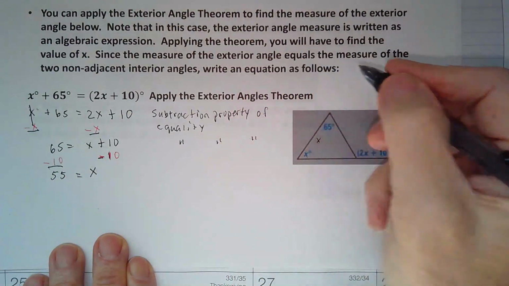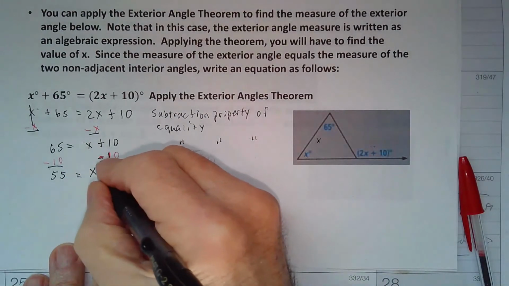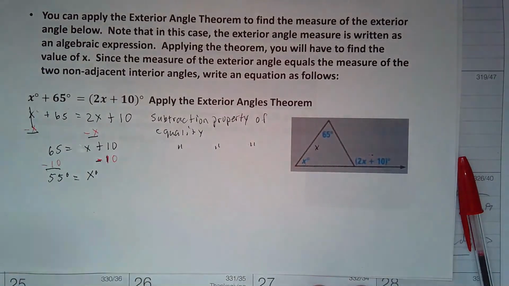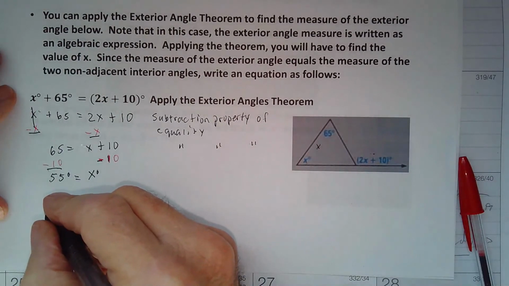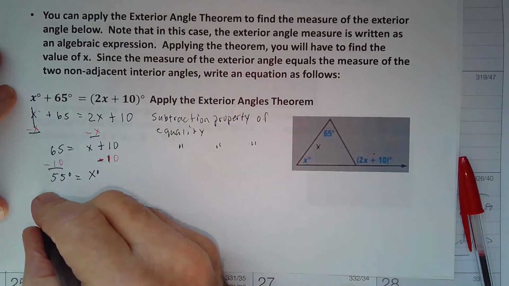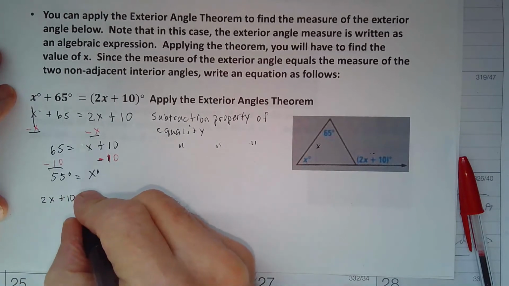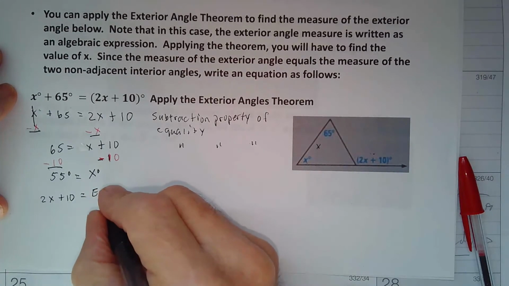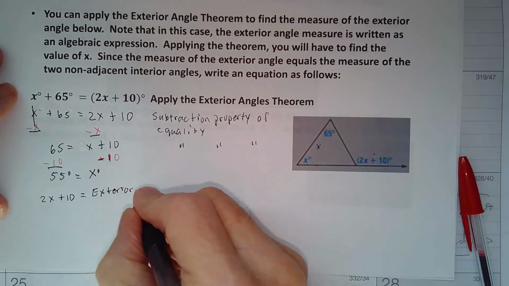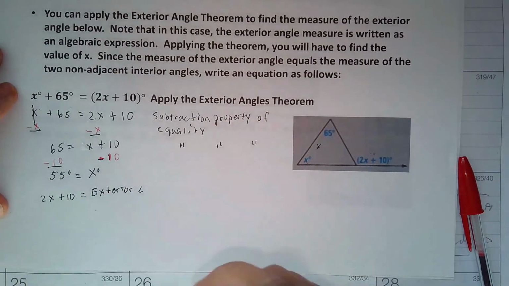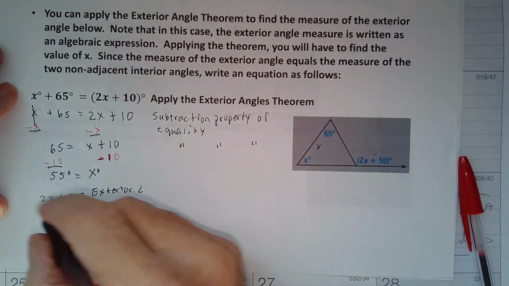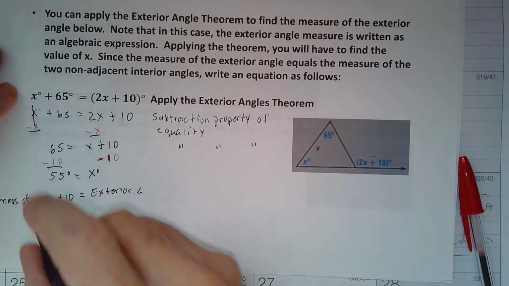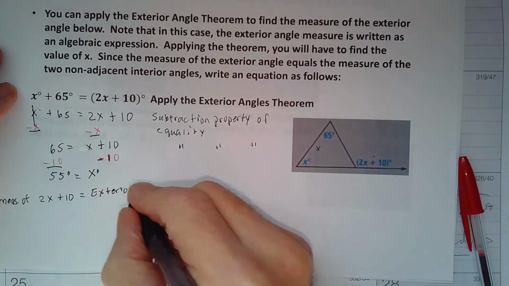So now we've solved, and since we know we're dealing with degrees, x degrees equals 55 degrees. Okay? So we've got that taken care of. Now, 2x plus 10 equals the exterior angle. That's the exterior angle. And why don't we say the measure of? So the measure of, I'm going to write this out, abbreviate. The measure of 2x plus 10 equals the measure of the exterior angle.